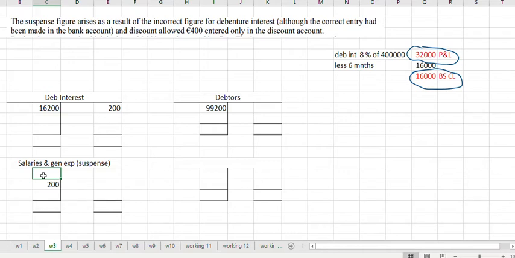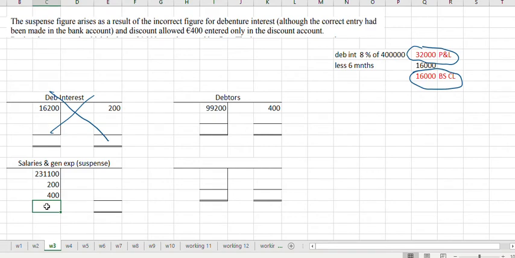I should have put the salaries and general expenses figure in here first of all as well. So we credit debenture interest to make that 16,000. We debit the other account, the suspense account. Actually, debenture interest account, I don't need to do anymore. That's fine. We've done it up here. Second thing, discount allowed was entered only in the discount account. A discount allowed would reduce your debtors by 400. So credit debtors, debit salaries and general expenses. That's it for that note.